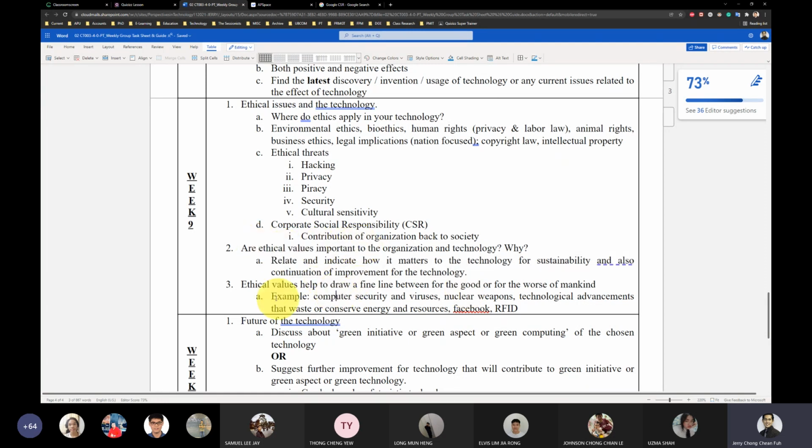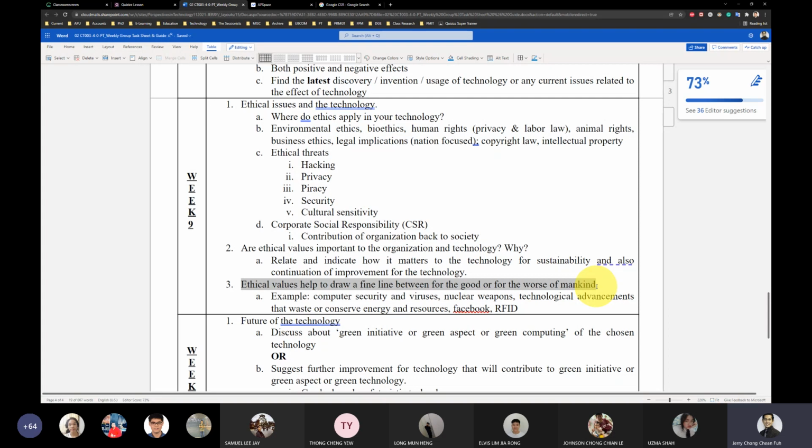Okay. Number 2 and number 3 is very close to each other, but it is a comment and your opinion as a group. I want you to then see whether with all these ethical values, does it really help to draw a fine line between what is good and what is bad for mankind? So some of the technology you will notice, like for example, the group that is doing on drone technology. Does it really help to then know that, so is drone contributing more for the good of mankind, or is it contributing more for the worse of mankind?